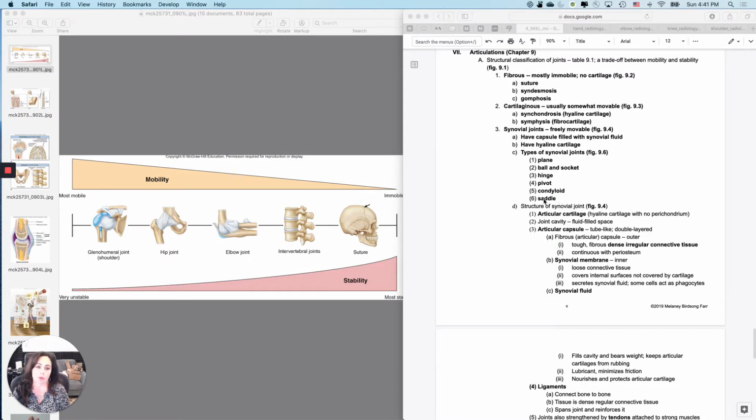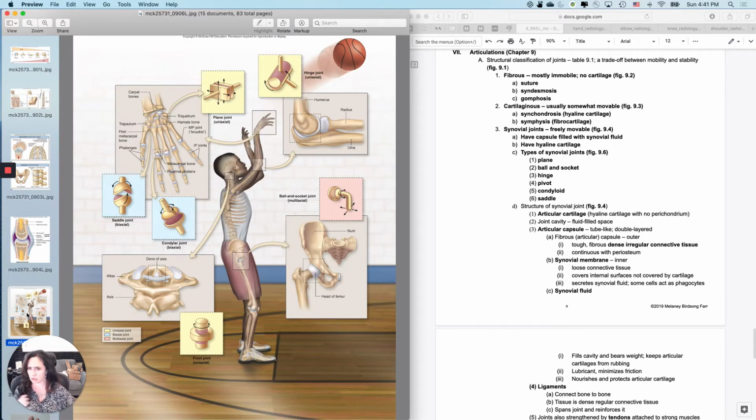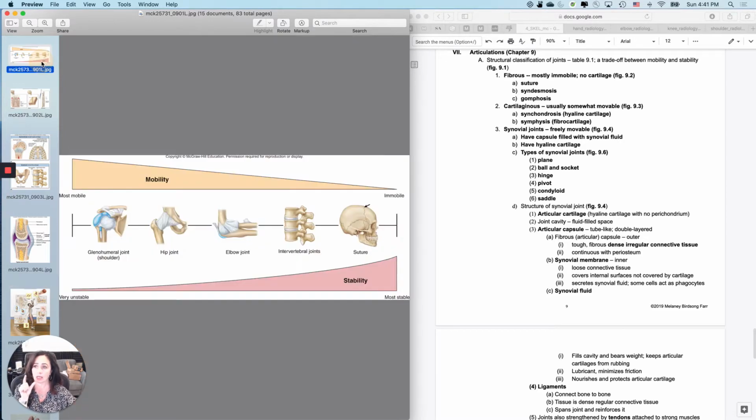Okay, so we're going to finish up the skeletal system by talking a little bit about articulations, which are joints. I don't test you on individual specific types of joints like these. I'll introduce you to them, but I won't test you on these types of synovial joints on 9-6. Now, the structural classifications of joints are important.